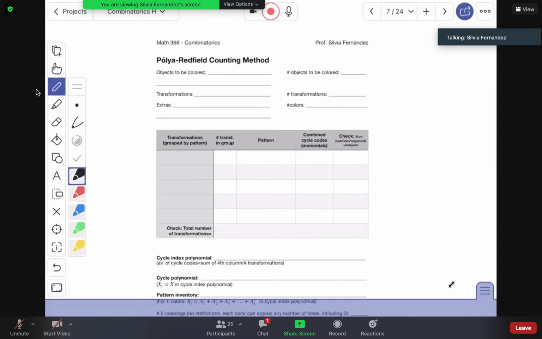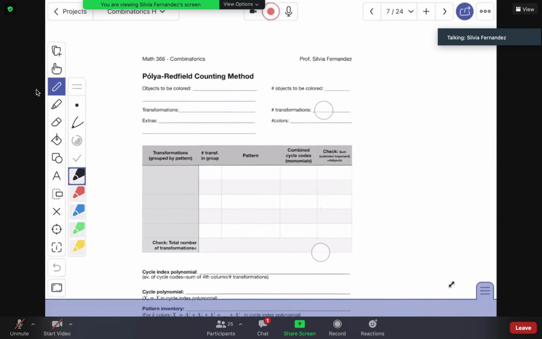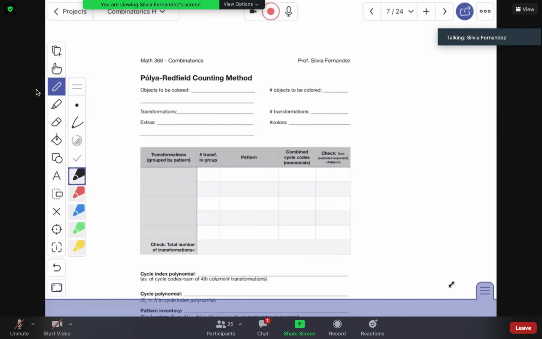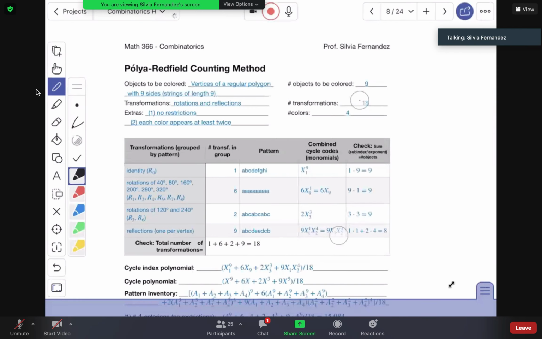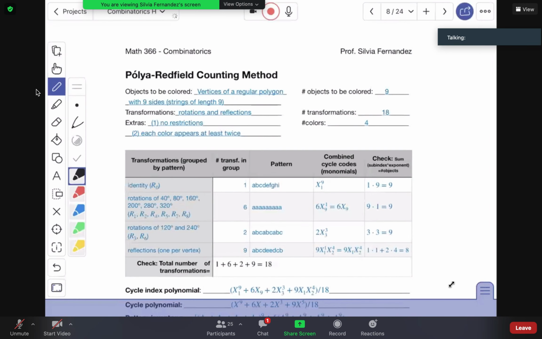I'll show you what I mean by that. I sent a sample like this. This is for a string problem, or a bracelet with beads problem, or a polygon problem. All of those are the same kind. And remember that everybody needs to know how to do any of these problems anyways.